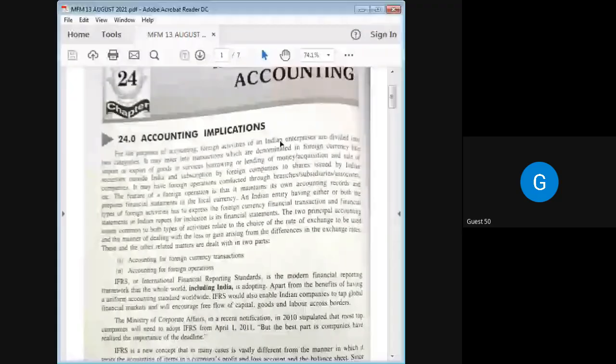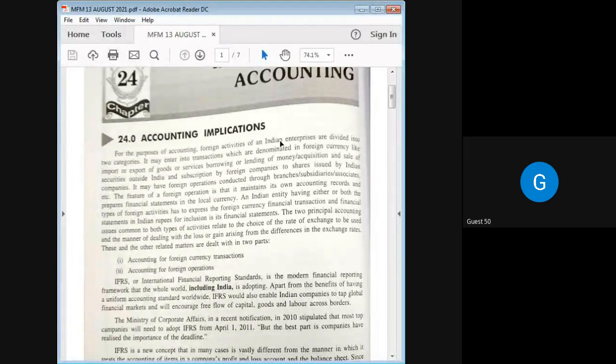Okay, so the feature of a foreign operation is that it maintains its own records and prepares financial statements in local currency. An Indian entity having either or both types of foreign activities has to express the foreign currency financial transactions and financial statements in Indian rupees for inclusion in its financial statements.